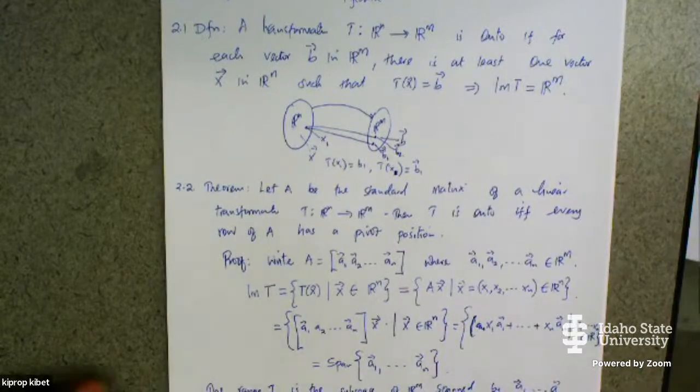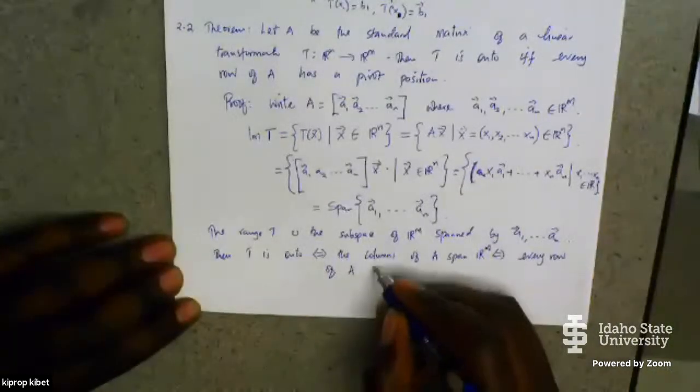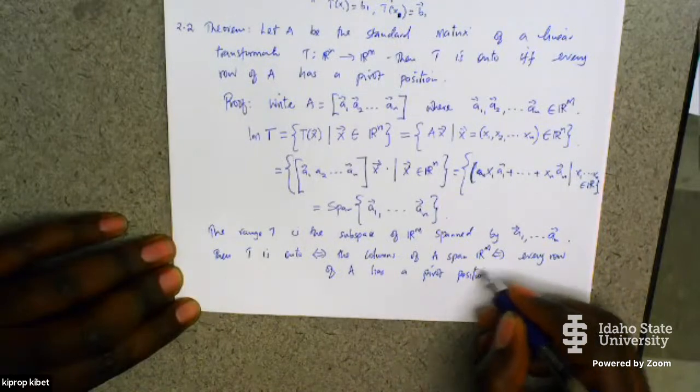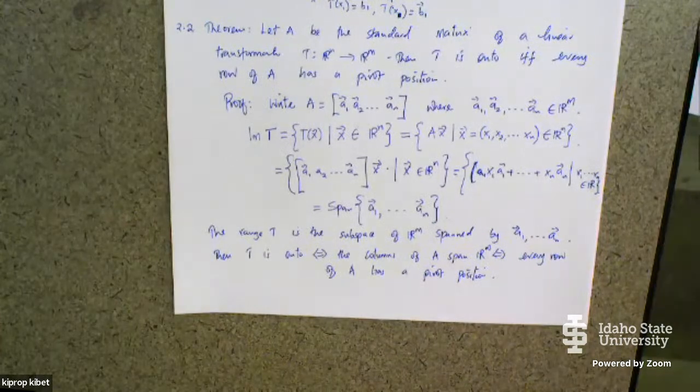So then T is onto if and only if the columns of A span Rm, if and only if every row of A has a pivot position. That's a pivot position. So the main thing that we need to remember is every row has a pivot position.